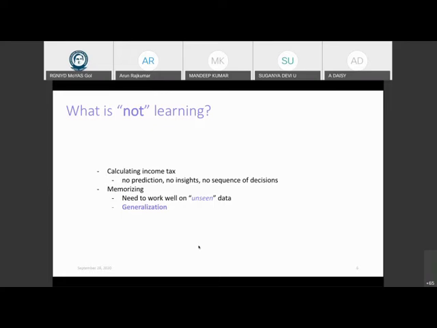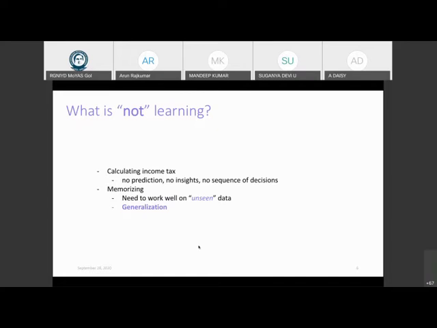Whenever I say learning, of course it's going to be an algorithm, but the algorithm is going to critically depend on data. When we see some examples of this algorithm, it will become much more clear. And the second key distinguishing factor between what is learning and what is not learning is this concept of memorizing.